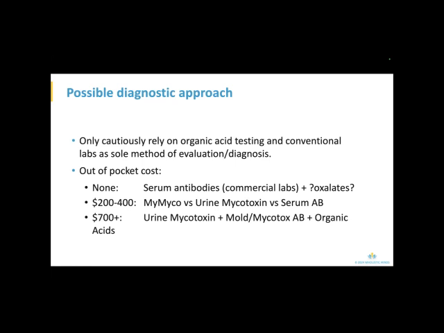So if they can't afford anything, order the antibodies through Quest, order what you can. You can also get a random urinary oxalate level. Is it totally accurate? No. Is it better than nothing? Yes. If they can afford something, order an antibody test. And then if you can tack on either an organic acid or urinary mycotoxin, that's where you would go. And then if they're like, order everything, I don't care, we want to figure it out, then just get everything you can.